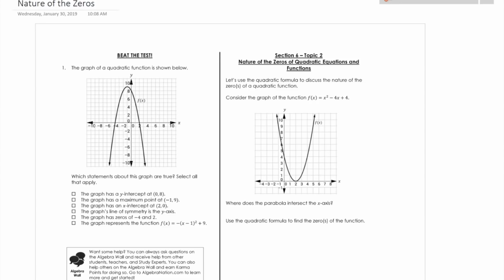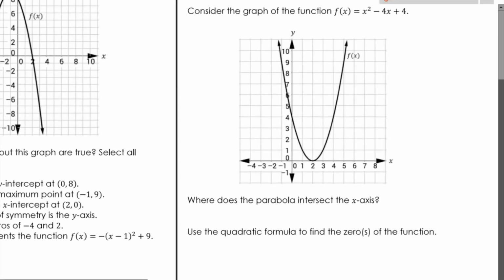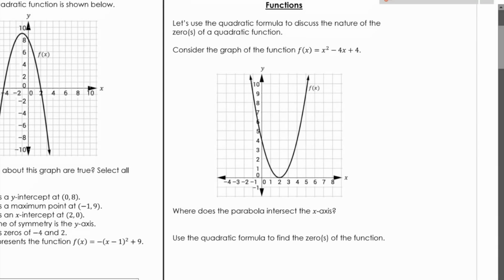All right, so now we are on topic 2, section 6. This is called nature of zeros of quadratic equations and functions. All right, so let's just start. Let's use the quadratic formula to discuss the nature of zeros of a quadratic function.